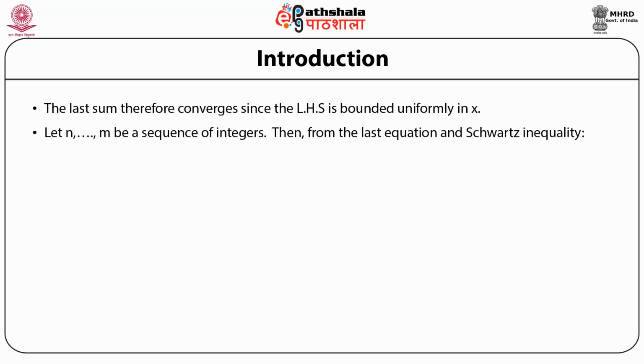Let n, l, up to m be a sequence of integers. Then from the last equation and Schwarz inequality, we have the square of h_n phi_n(x) divided by lambda_n plus and so forth up to h_m phi_m(x) divided by lambda_m, whole squared, is less than or equal to (h_n squared plus h_{n+1} squared plus up to h_m squared) multiplied by the sum over i from n to m of phi_i squared(x) by lambda_i squared.